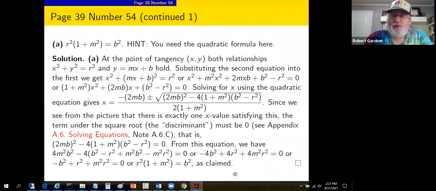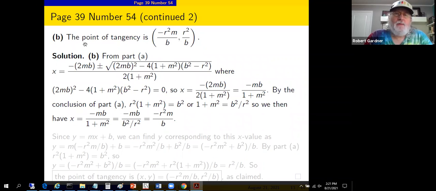Okay, so we've got that relationship. The real reason we've done that is to prove the next stuff. Part B says, show the point of tangency is (x, y) equals this. So these are the coordinates of the point of tangency. Notice it involves r, m, and b again. Well, from part A, we just saw that we needed this relationship to hold. We needed the discriminant to equal 0. So we had this relationship, right?